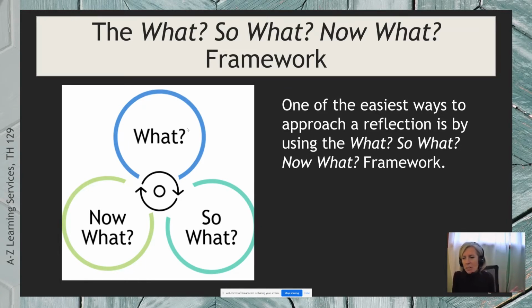Maybe what we've been talking about in lectures? How does it relate to other concepts that we've been talking about? So it's all about making connections. And then a now what? What am I going to do with those observations that I've just made? So if that framework makes sense to you, it's a way to gather your thoughts.